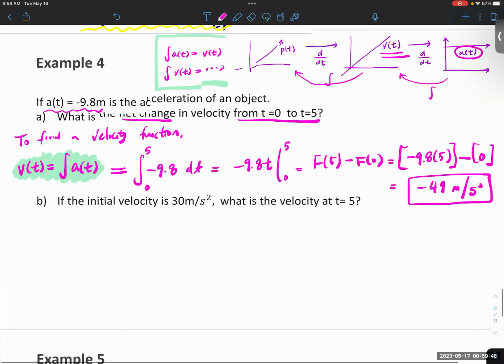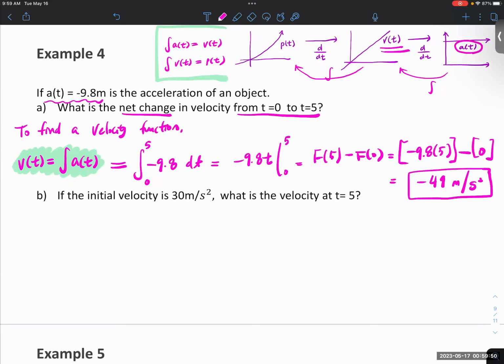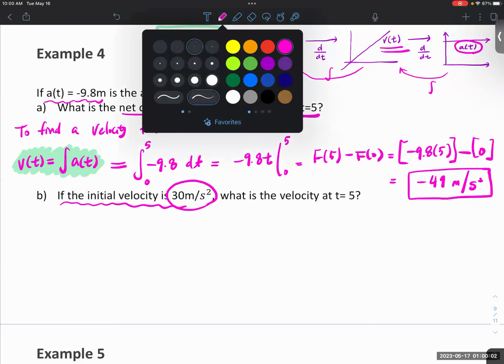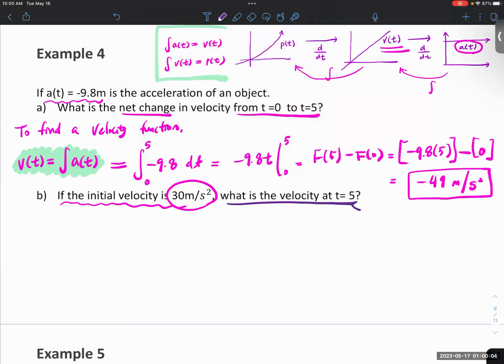All right, good. So now let's take a look at letter B. If the initial velocity was 30 meters per second, what is the velocity at 5? We already know the velocity at 5, which is this one, from 0 to 5. So we have to add in just the initial velocity, the initial velocity of the velocity function. So this is 30.